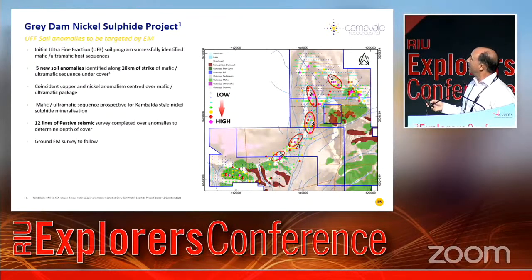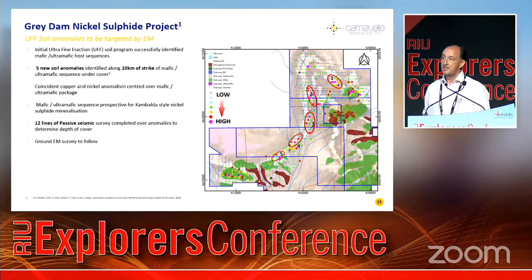So these are the soil anomalies identified by the ultrafine fraction soils, and it's an area under cover. We tested this zone here, which is the other ultramafic zone, and this is a nickel cobalt laterite resource, very similar to the Goongarrie project.